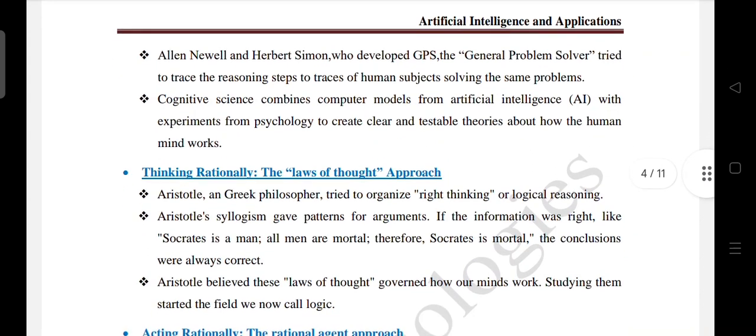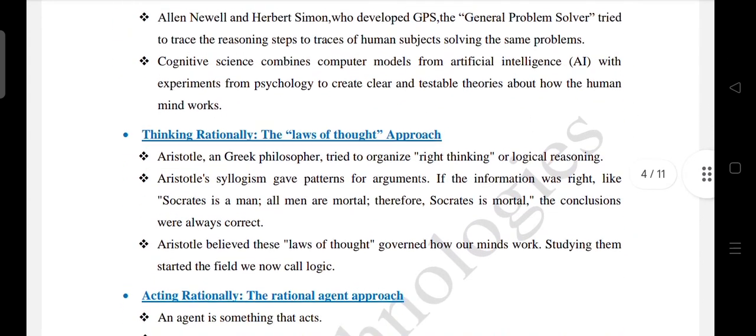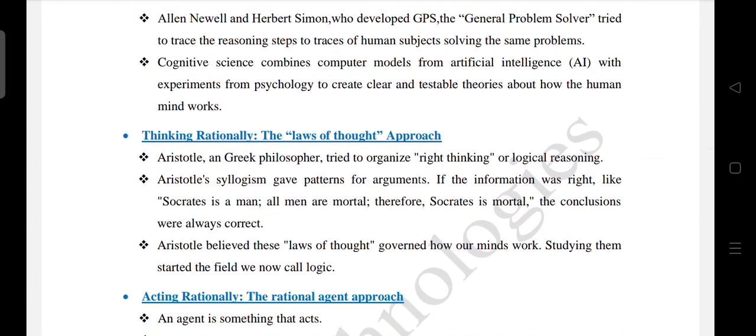Allen Newell and Herbert Simon, who developed GPS, the General Problem Solver, tried to compare the reasoning steps to traces of human subjects solving the same problems. Cognitive science combines computer models from artificial intelligence, AI, with experiments from psychology to create clear and testable theories about how the human mind works.